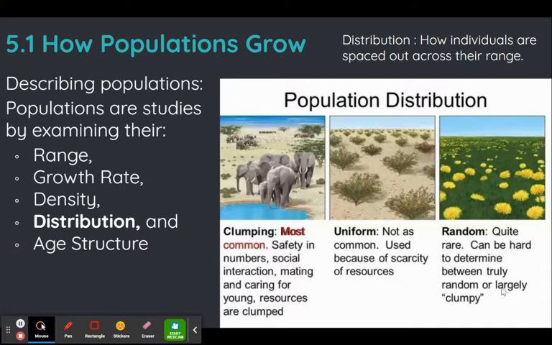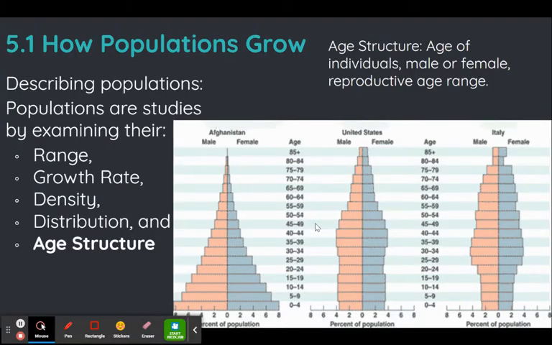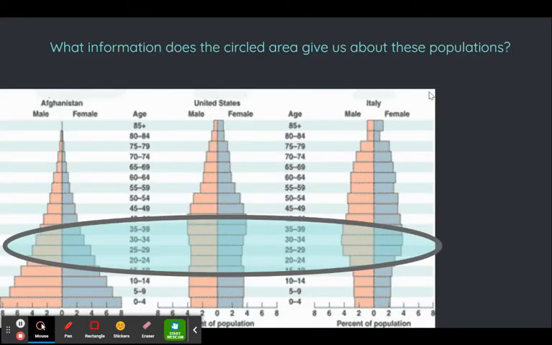Random, it's hard to determine, but you would see this when you think about the little dandelion where you blow on the dandelion seeds and have them kind of fly all over the place. That could be random. The next thing to really think about is age structure, the age of the individuals in the population, and also if they're male or female. And something you might not consider as important, but it's really important, is the reproductive age range.